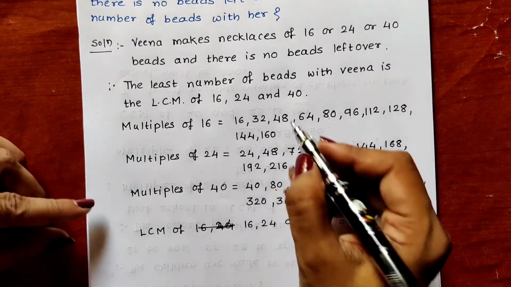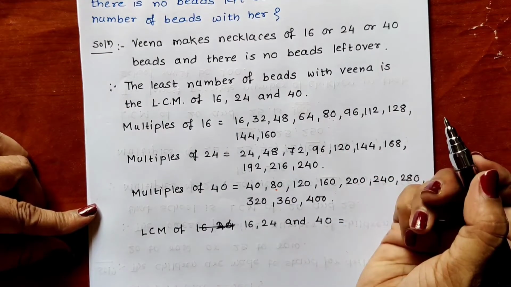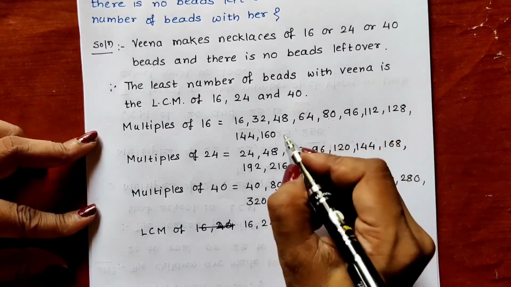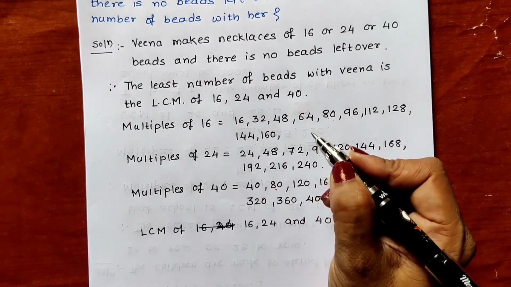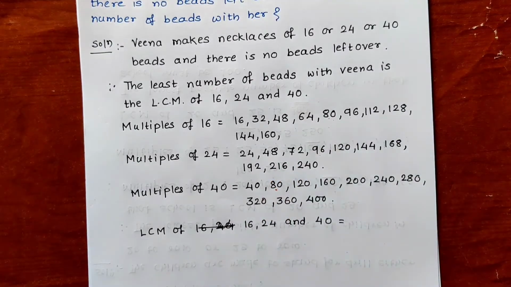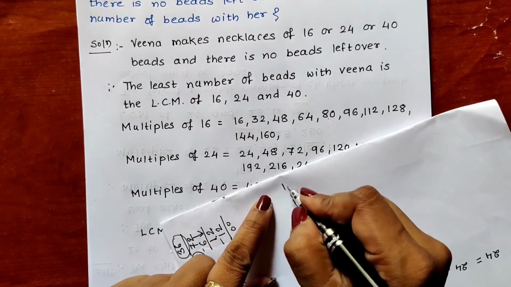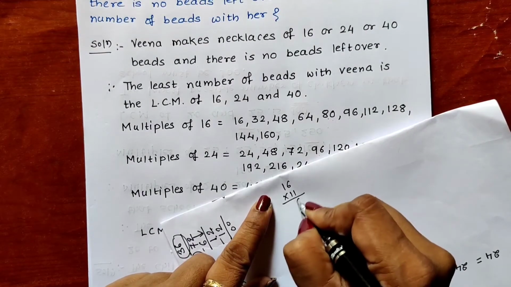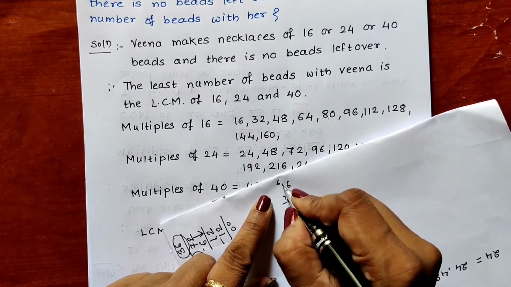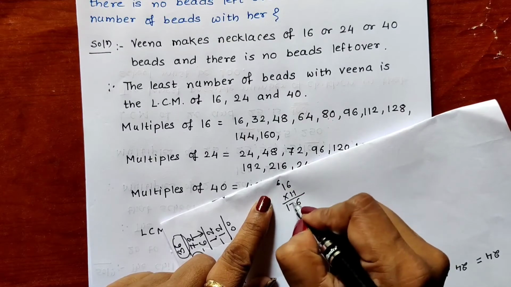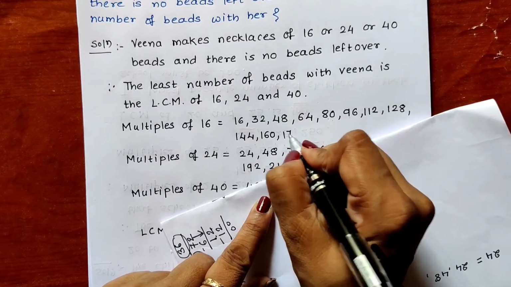160 into 11, 160 into 12, 160 into 13. In this way we have to do the table. So multiply and then write the table properly, very carefully. I will be multiplying here 16 into 11. 11 6s are 66, 6 written, 6 carrying. 11 ones are 11 plus 6 is 17, so 176.